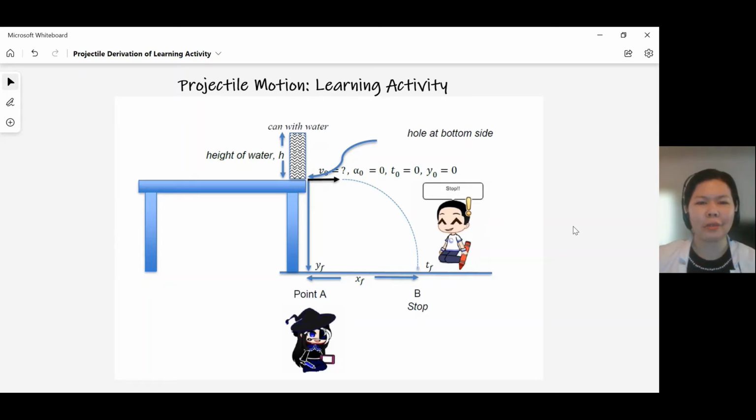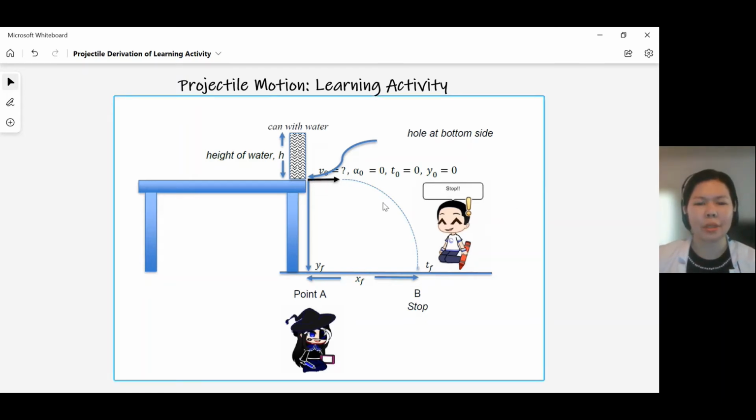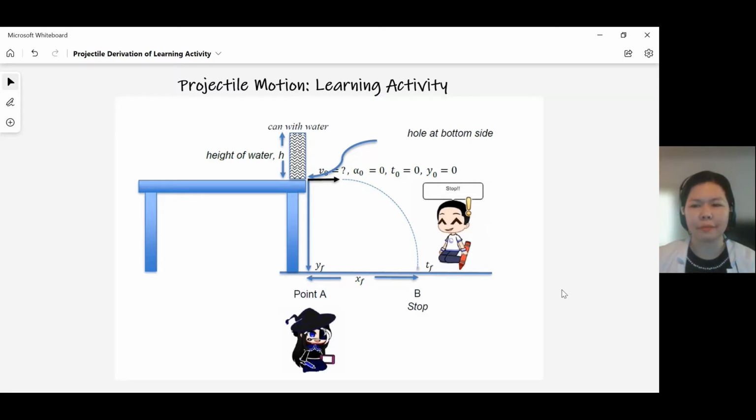Projectile motion learning activity. We have here the setup for the learning activity. At the initial position, y naught equals 0, t naught is 0, and since the water came out from the hole to the right, alpha naught equals 0. For our learning activity, we are to get XF experimentally. So theoretically, we will derive XF.